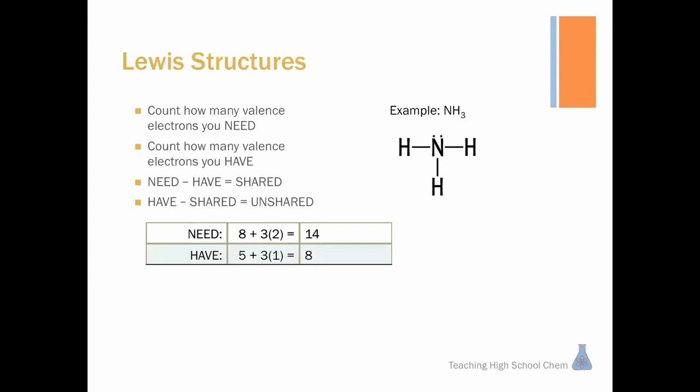Nitrogen's in group 15, so it has 5. Hydrogen is in group 1, it has 1. And so we do 5 plus 3 times 1 gives me 8. Then we're going to subtract those. So we need 14, we have 8.